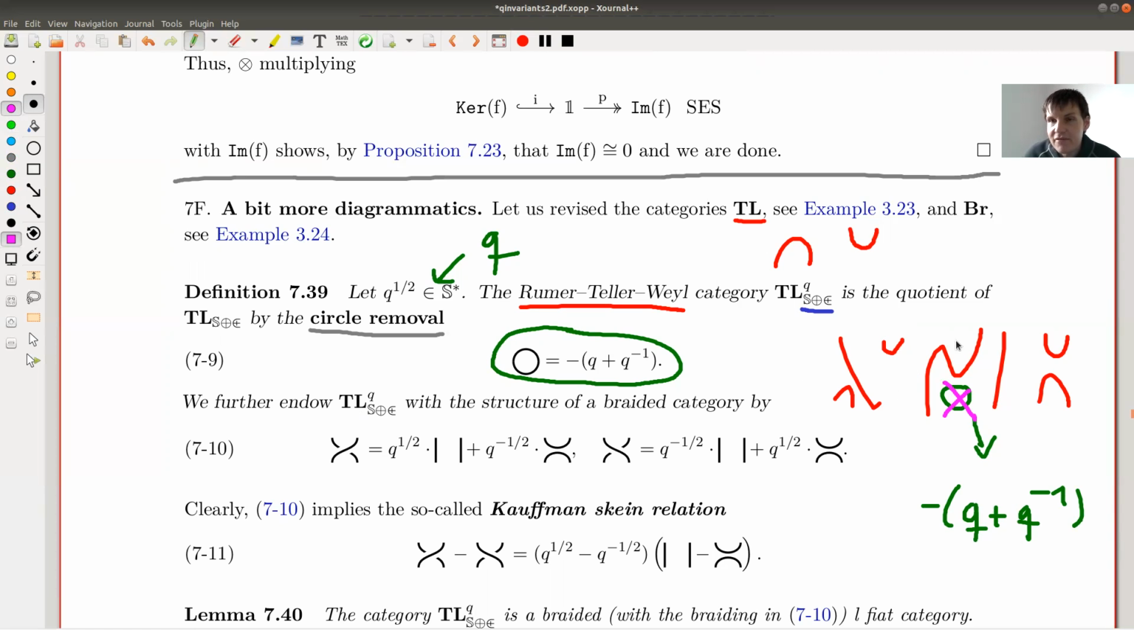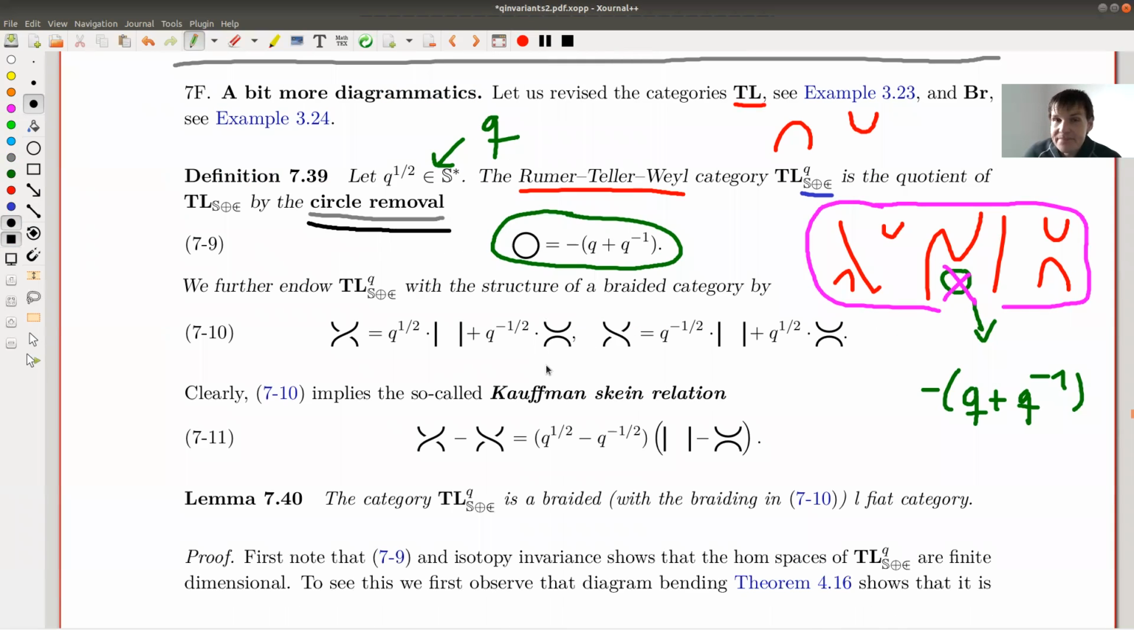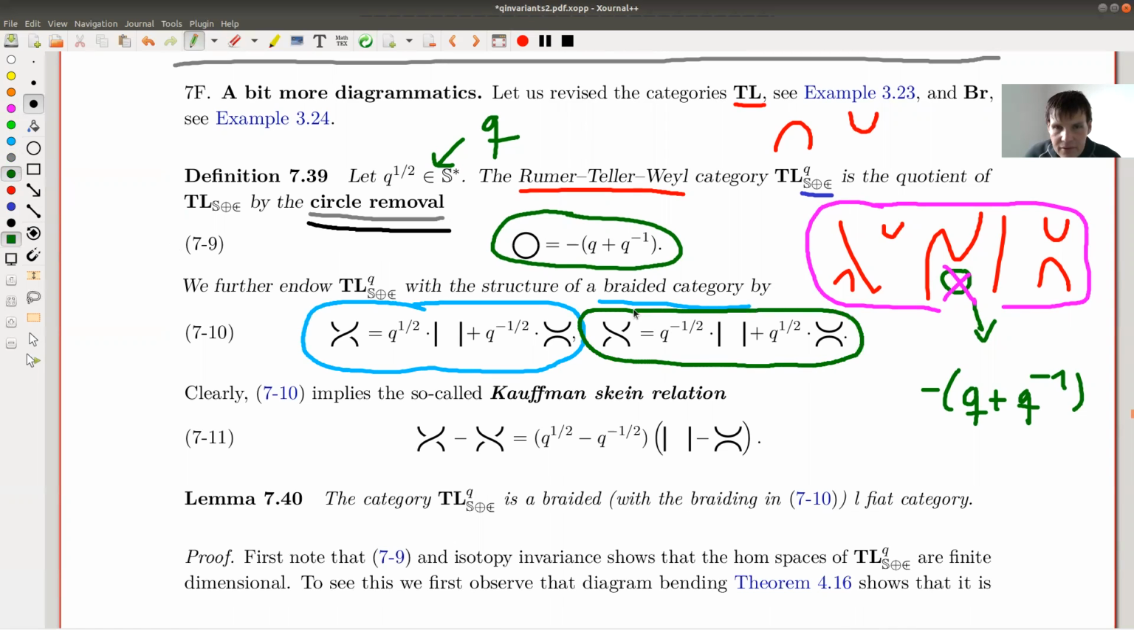This already makes the category much smaller, right? The only things you can draw without creating scalars are things without closed components. So the red part here is fine, and you can always remove the green part by the circle removal. And I hope the name is clear: we remove a circle. But actually, it's even better. It's actually a braided category by using these formulas. So you can express a crossing in terms of the generators. And this is called the Kauffman formula.